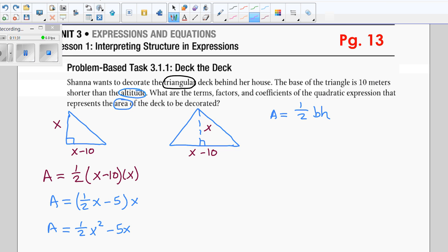So now I can go through and start labeling my terms. I have two terms. They are 1/2 x squared and -5x. And then I have two coefficients. I have 1/2 of an x squared, and I have a -5x. Remember, don't bring the x squared and the x with it, otherwise you're just labeling terms. And then my constants, I don't have any, so none. And then it already told us that this was a quadratic expression, which we can see based on the fact that this right here is ax squared. Alright?